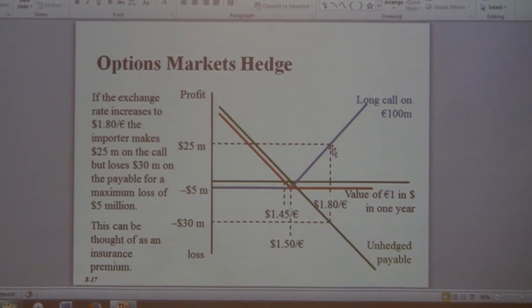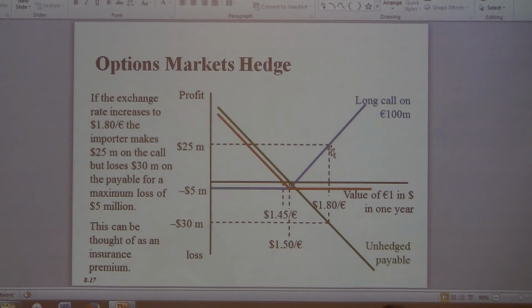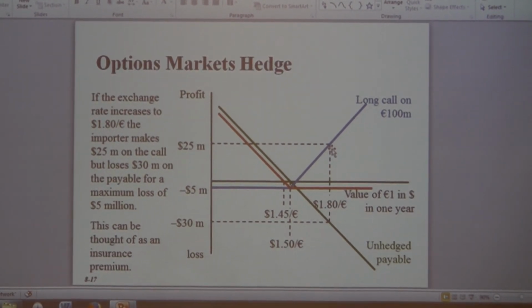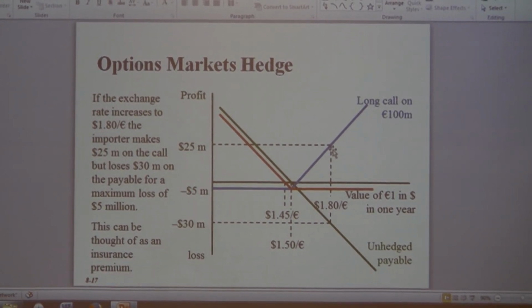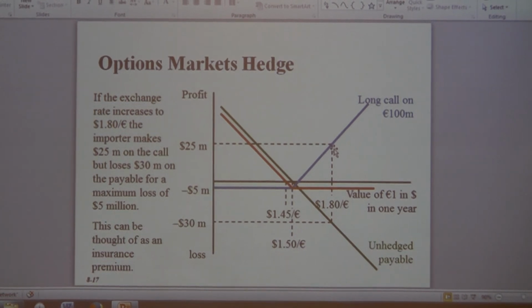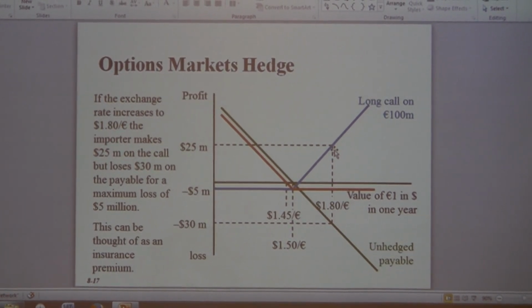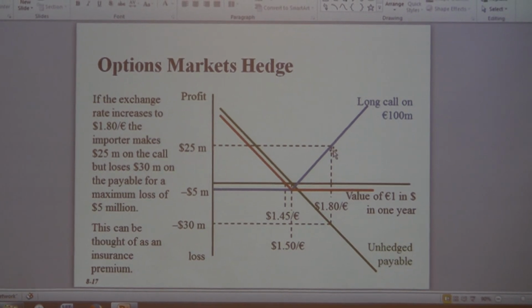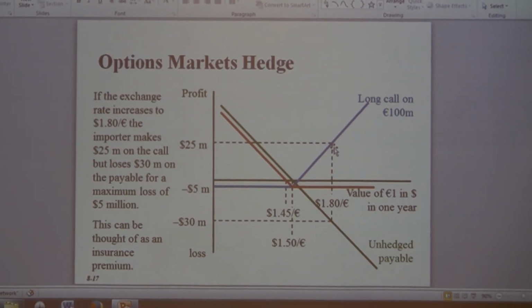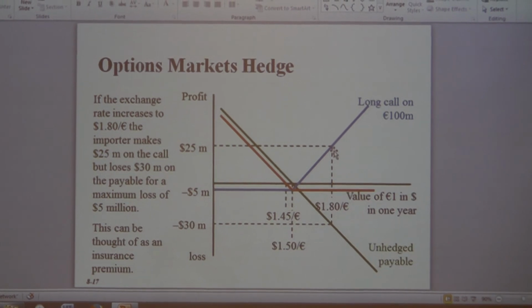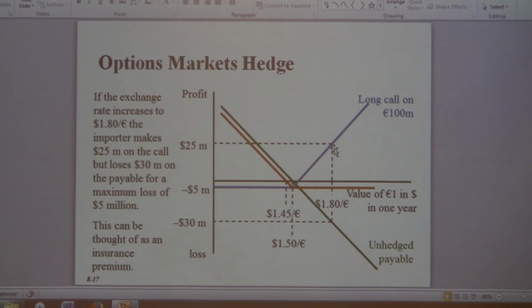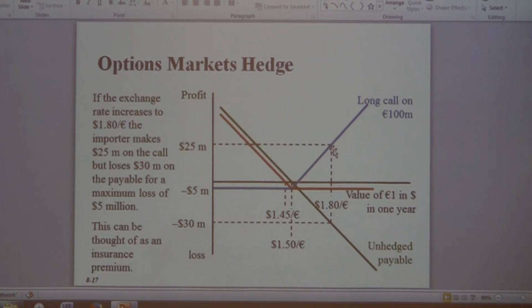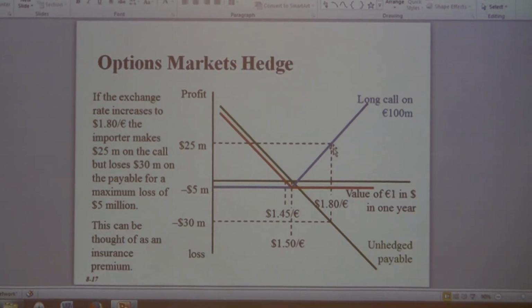Now, we want to look at the case where the exchange rate is 180. So if the exchange rate is 180, so rather than 145, it's 180. Okay? So we can again do the same number. So what happens in the options market, sorry, the spot market is going to buy at 180. Okay? So that is going to be a cost of 180 million. Okay? So 180 million is his cost when he goes to the market and buys the foreign currency.